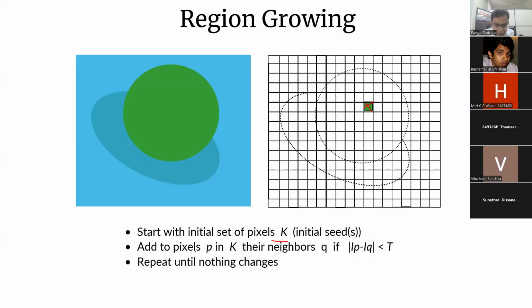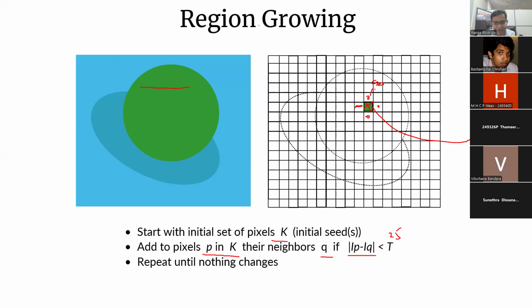Add to pixel P in K their neighbors Q if the intensity difference is less than a threshold. So we consider the neighbors. We consider this neighbor, this neighbor, this neighbor, this neighbor, if you consider a four-connected neighborhood. Let's say the intensity of this pixel is 100. This one, let's say, is 90. And let's call this threshold T equals 25. So you can see that 90 minus 100 is 10, which is less than 25. So you add that also into the region.